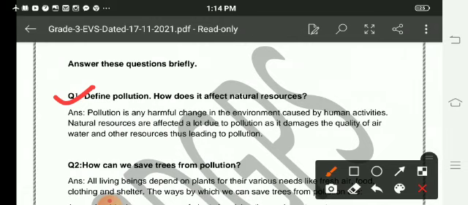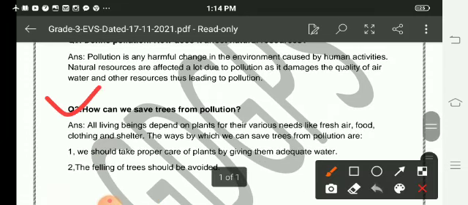Question number 1. Define pollution. How does it affect natural resources? Answer. Pollution is any harmful change in the environment caused by human activities. Natural resources are affected a lot due to pollution as it damages the quality of air, water and other resources, thus leading to pollution.